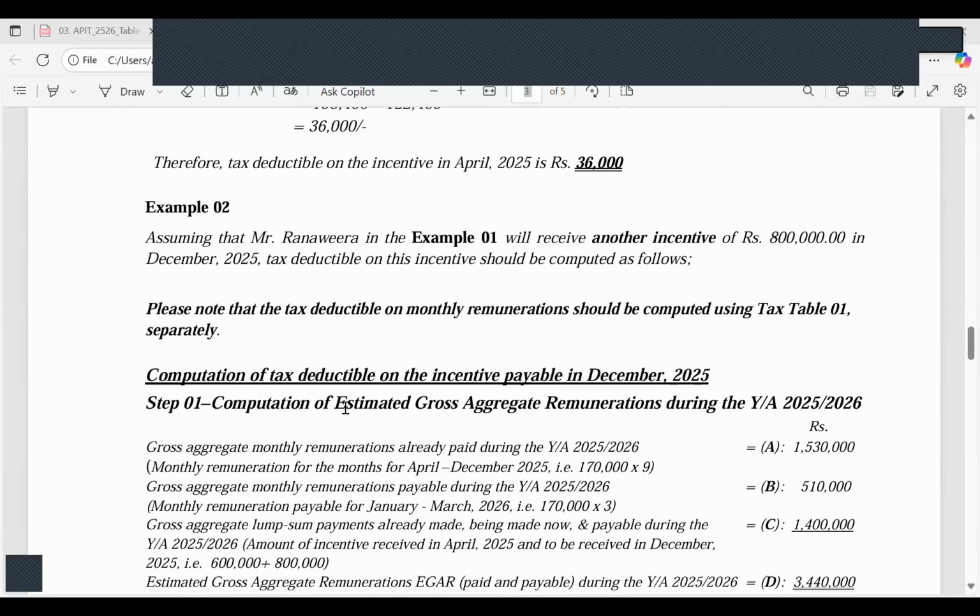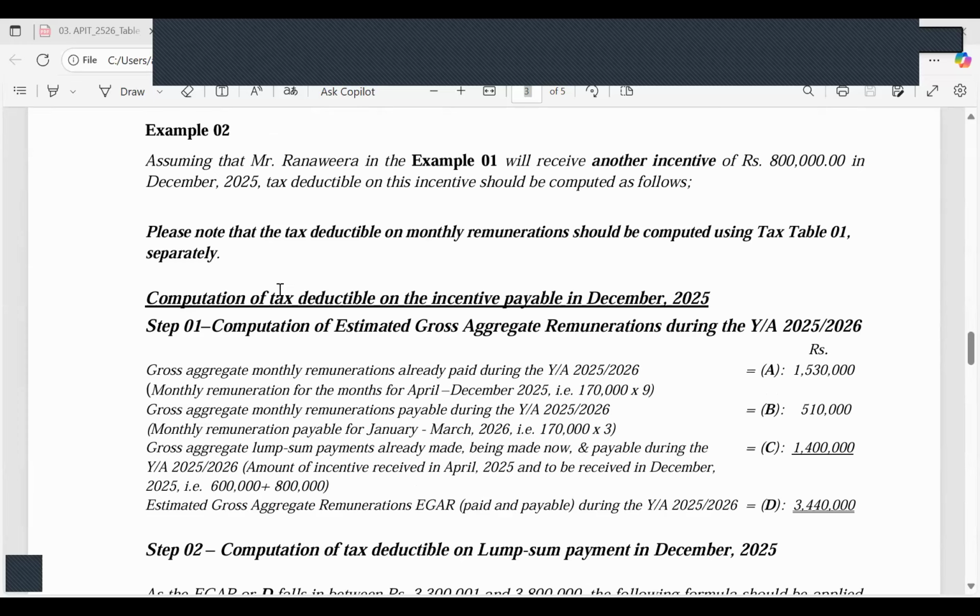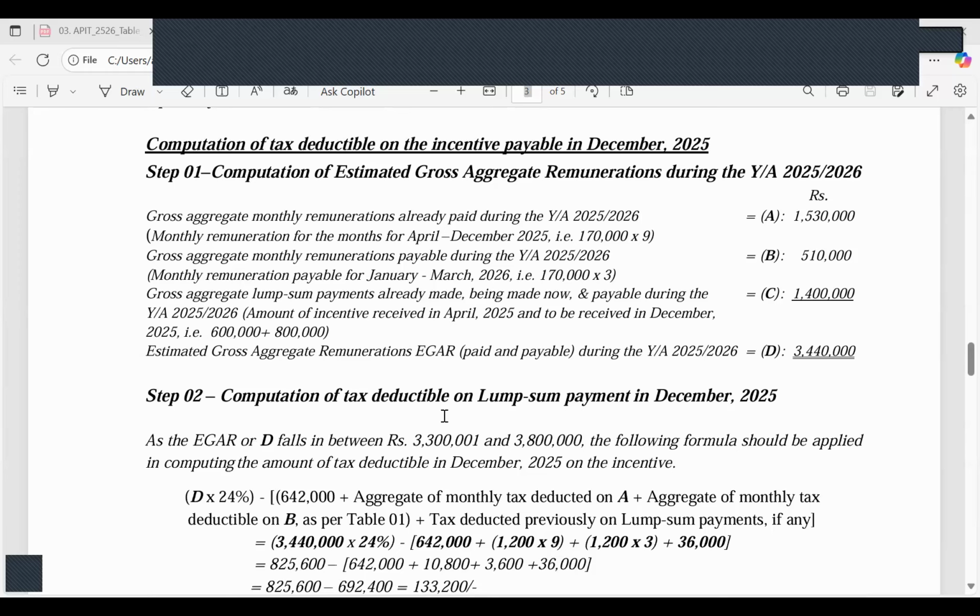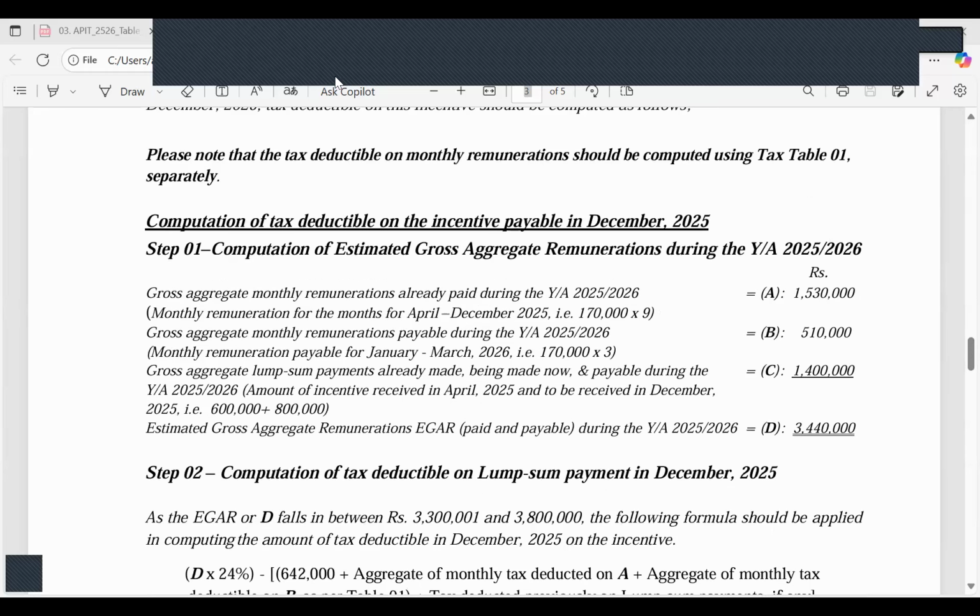Okay. Then there is example 2. In this example, 2 bonuses will be received. One bonus is in April, the next bonus is in December. So how do we calculate it? Again, the same formula. Monthly remuneration received, monthly remuneration receivable, gross aggregate lump sum payment already received, and receivable. The total income receivable for that year of assessment is 3.4 million.